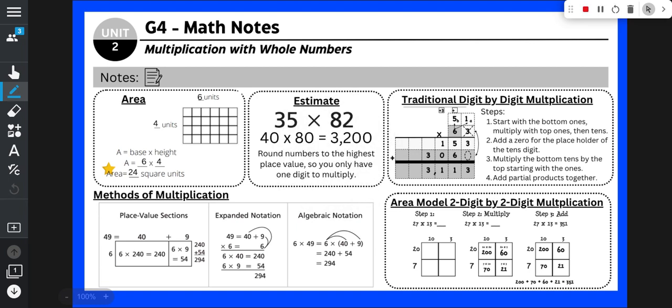Welcome to 4th grade, Unit 2, Multiplication with Whole Numbers. Please have this note sheet ready and a notebook to take some good notes and do some extra practice problems throughout this video. Here we go.